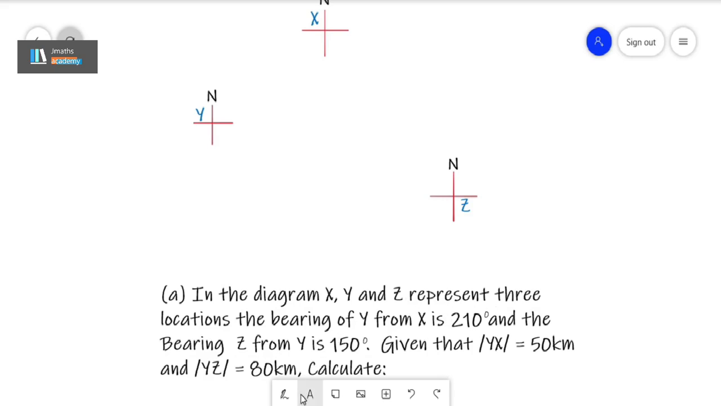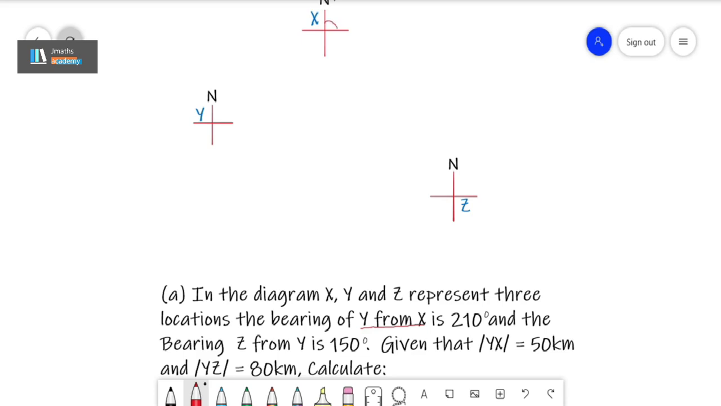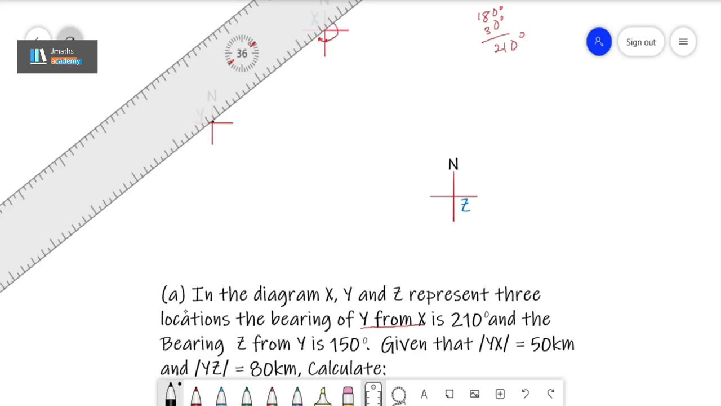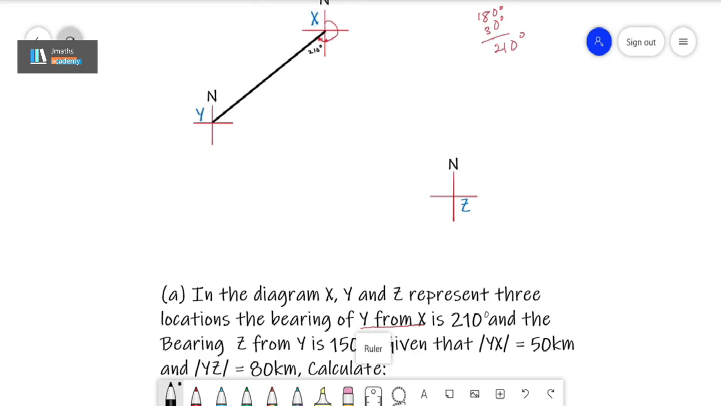So before we continue, I'd like us to know the representation of X, Y, and Z on our diagram. The first thing we'll look out for here is the bearing of Y from X, which is 210 degrees. So from X, we are moving from the north direction. We move 180 degrees to the south, and then 30 more degrees, because 180 degrees plus 30 degrees will give us 210 degrees. So now I've gotten the bearing of Y from X.